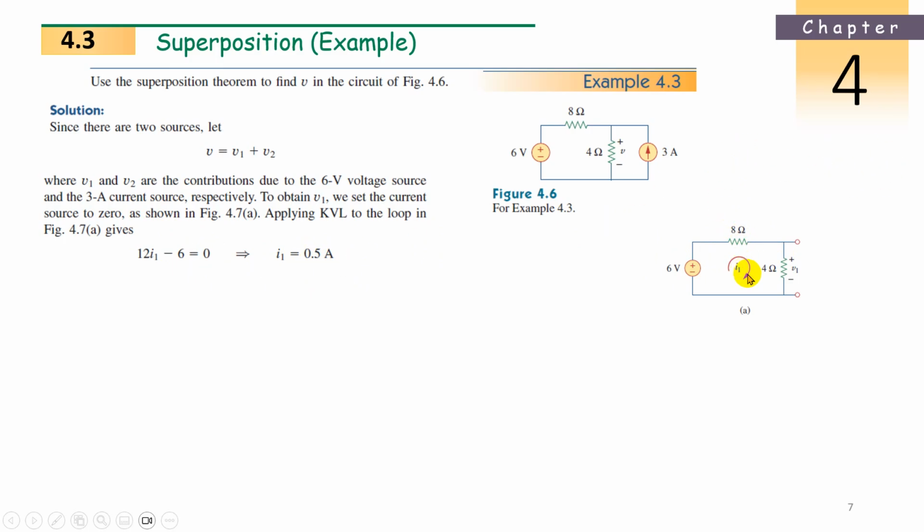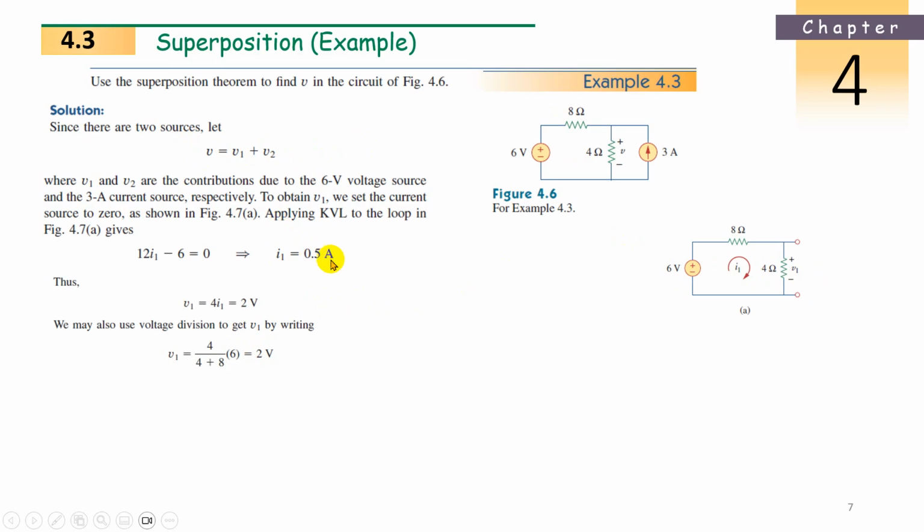Now when it is 0.5 amperes, what is V1? Ohm's law: V is equal to I times R. What is I? 0.5. What is R? 4. So 4 into 0.5, how much? 2 volts. So in V equals V1 plus V2, V1 we got is 2 volts.